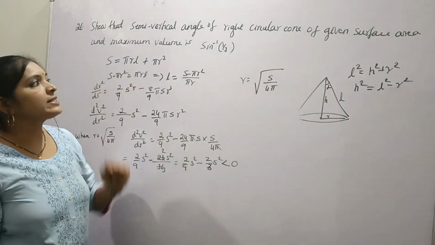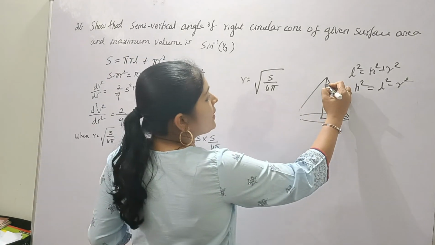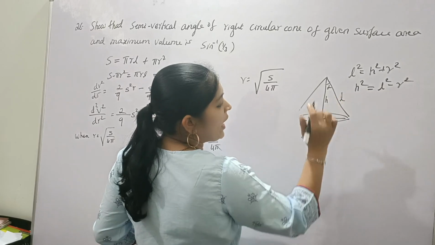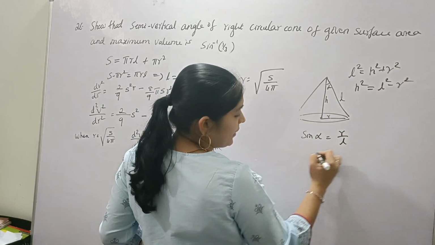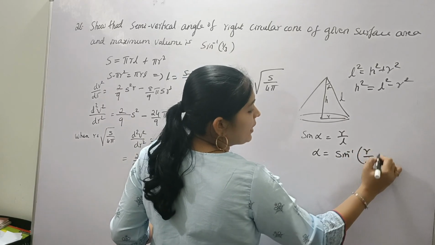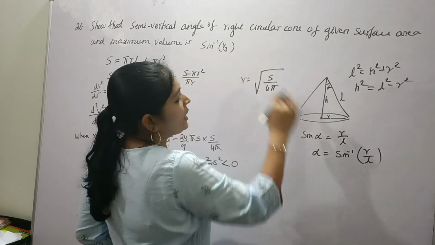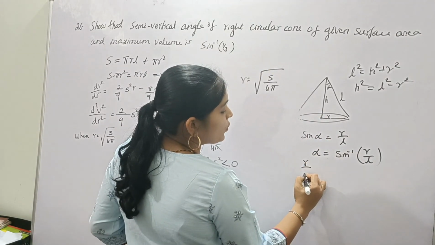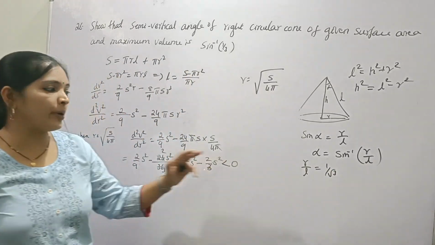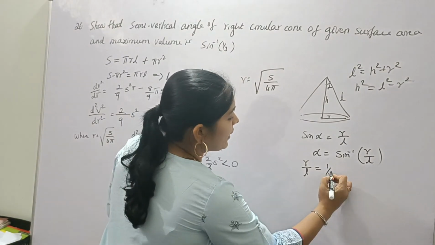Now what we have to prove? We have to prove alpha is equal to sine inverse 1 by 3. So for that, see here alpha. What is sine alpha? Opposite divided by hypotenuse, that is r divided by l. So alpha is equal to sine inverse r divided by l. So we have to prove alpha is equal to sine inverse 1 by 3, which means we have to prove r by l is equal to 1 by 3, not root 3, 1 by 3.